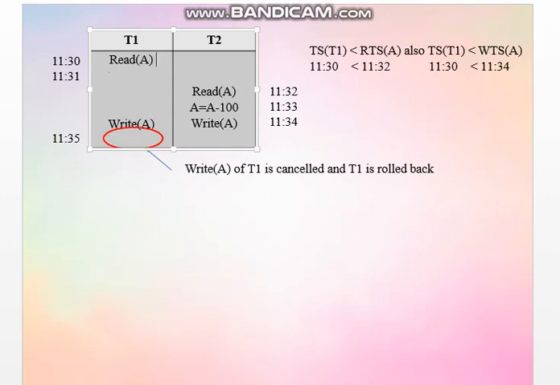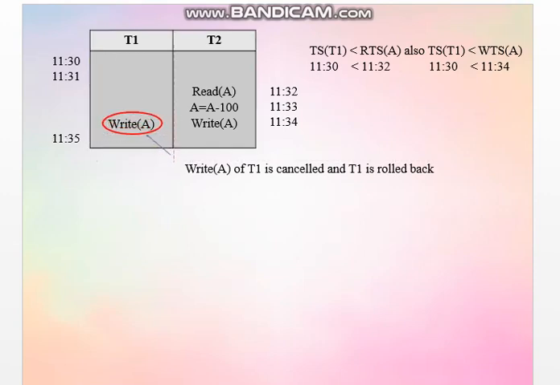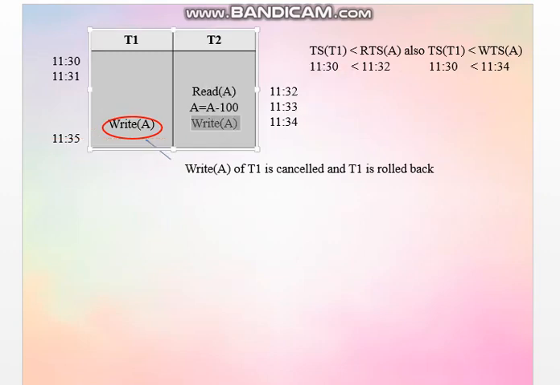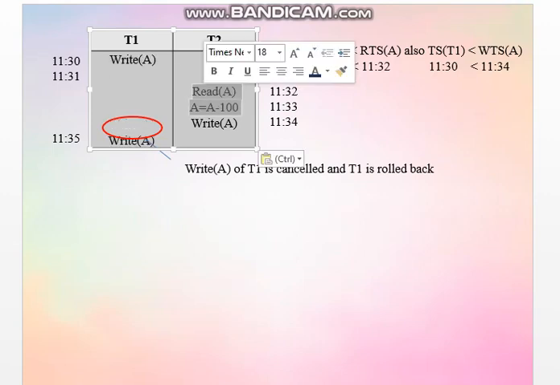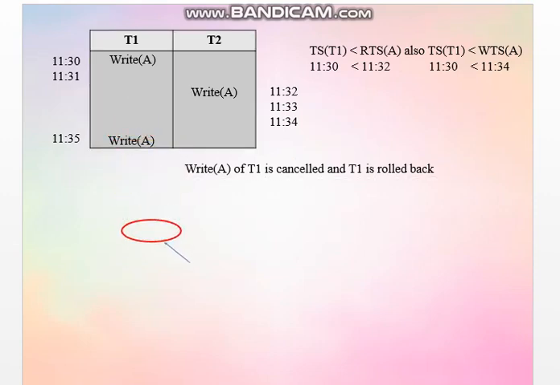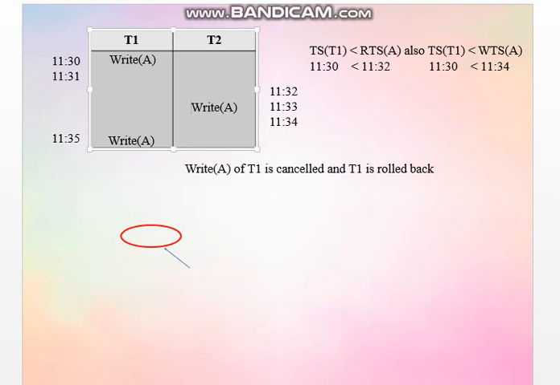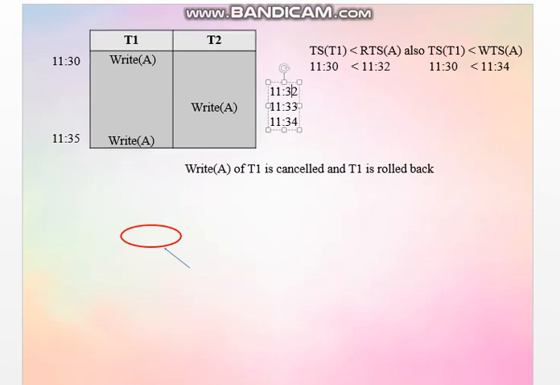Let's take here a data item Q. I'll be taking this and writing here. I'll be removing this because it is a blind write. We know that a blind write is a write without the reading. So let's suppose this is the scenario here, and consider the T1 transaction having a timestamp of 11:30 and this one having a timestamp of 11:33.